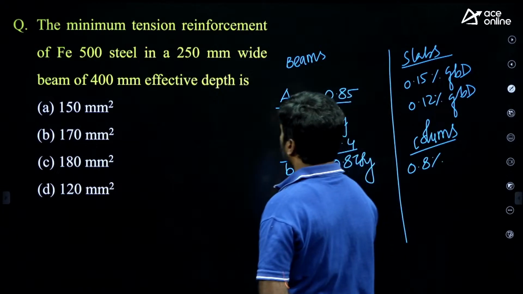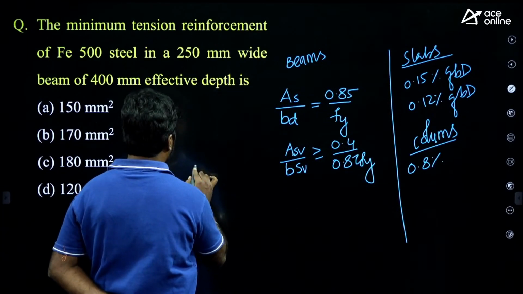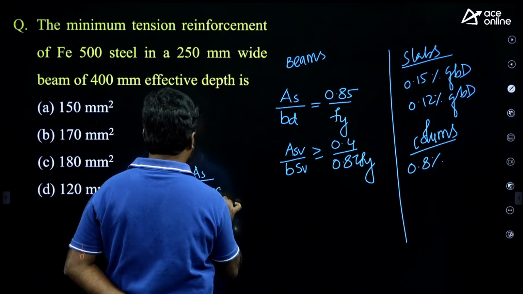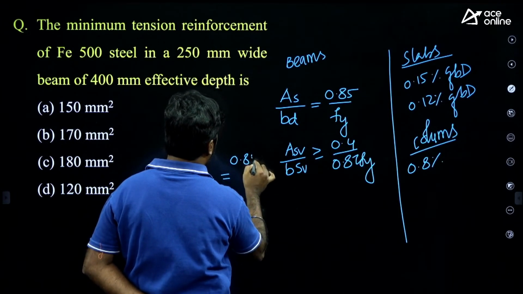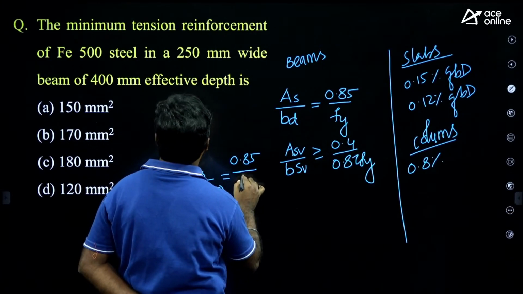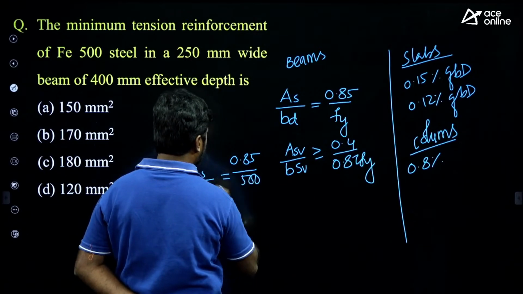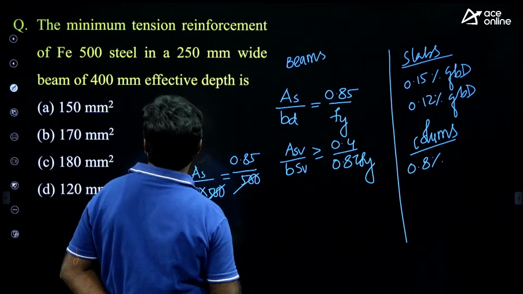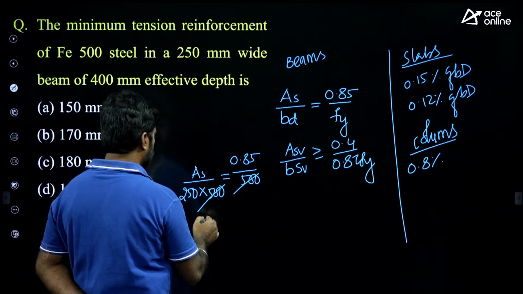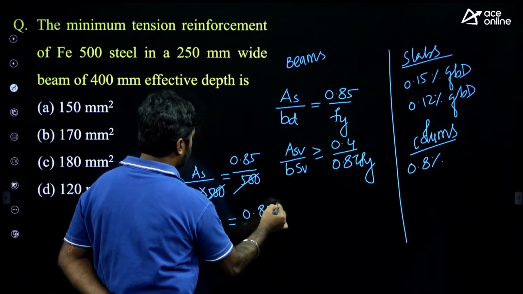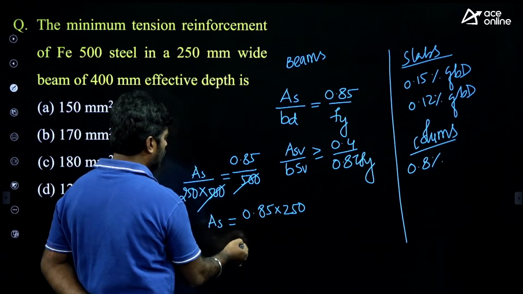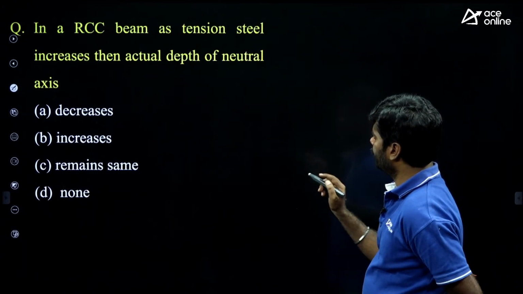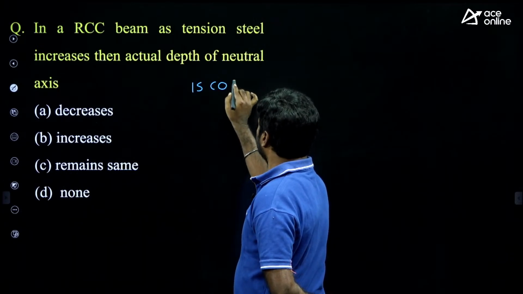So here they have given one numerical question. Minimum tension reinforcement AS upon BD equal to 0.85 upon Fy. B is 250, D is 500 (effective depth as given). Fy for Fe 500 grade steel is 500. Let us simplify. 500 gone, then 250 is remaining. Now, AS equal to 0.85 into 250. You simplify it, you can get the answer. Due to time constraint, I can only do it here. See, from IS code, please check it.